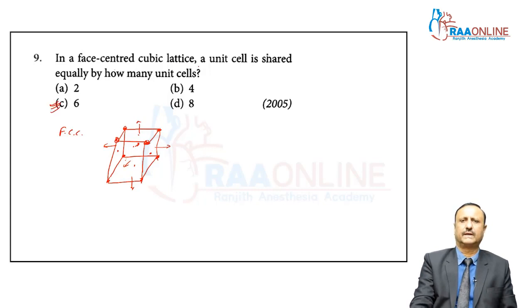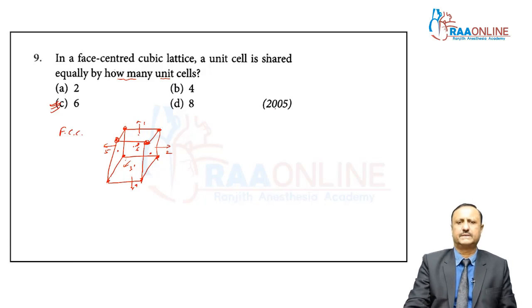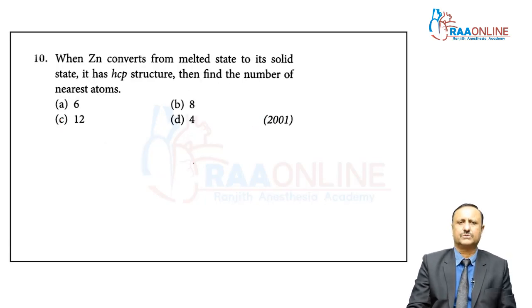In a face-centered cubic lattice, a unit cell is shared equally by how many unit cells? That is 6: 1, 2, 3, 4, 5 and 6. This question was also asked in the 2005 NEET exams. Now, my dear students, we can go to question number 10.